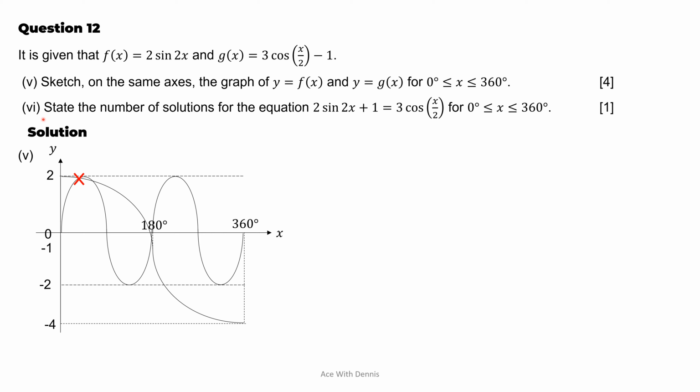Now we move on to the next question. State the number of solutions for equation 2 sine 2x plus 1 equals 3 cosine x over 2. So this is from the first equation, and plus 1, we actually can move to the left side to become minus 1, and this is from the g(x). To get the number of solutions, just look at the graph and count how many intersection points. So this is the first intersection point, this is the second intersection point, and this is the third intersection point. So we have 3 intersection points, therefore the number of solutions is 3.